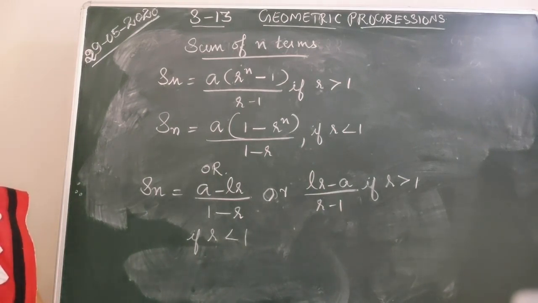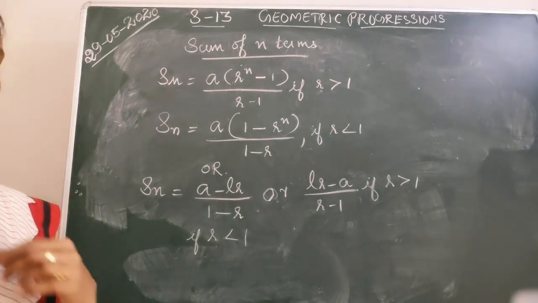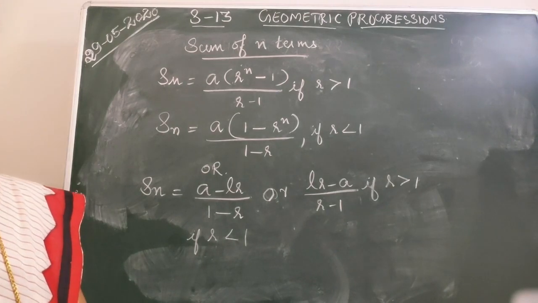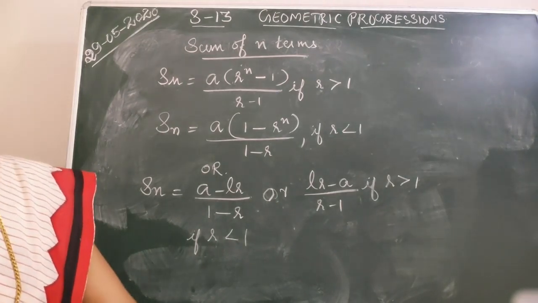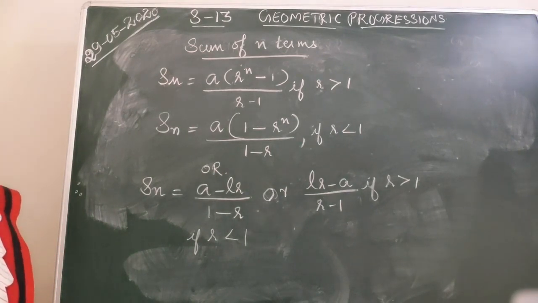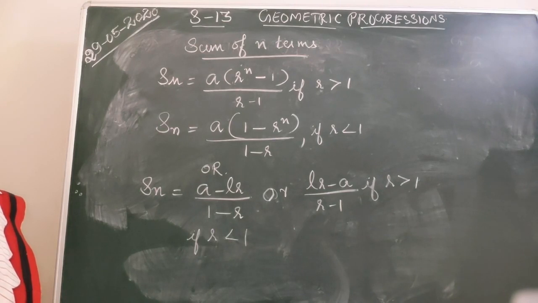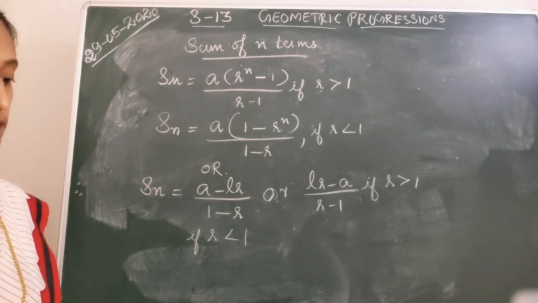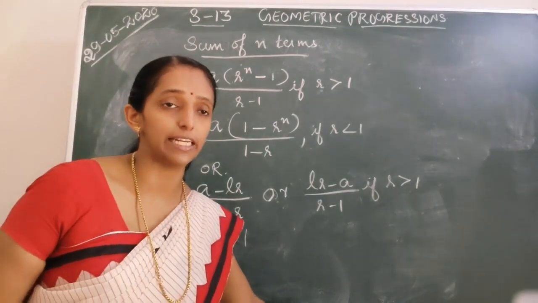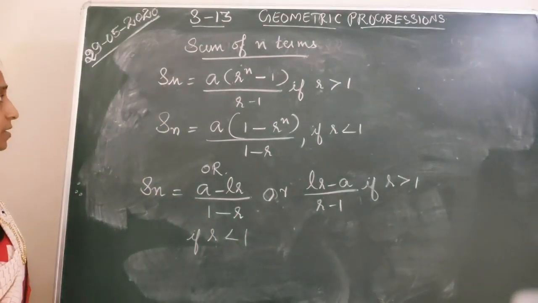Note down the formulae and we are going to the last exercise of this chapter, that is exercise 9.5. Take out. Find the sum of 20 terms. I think you can do it.